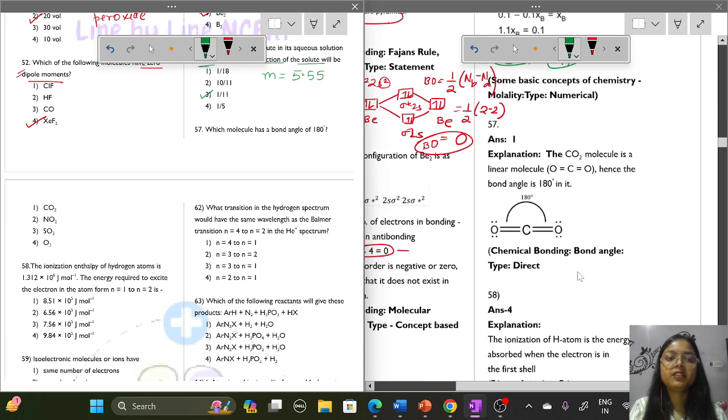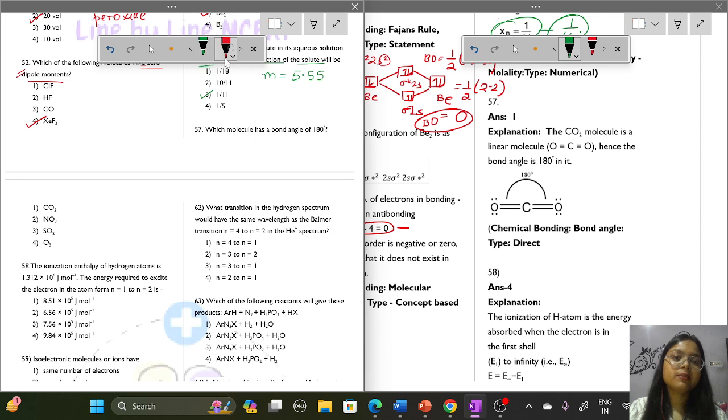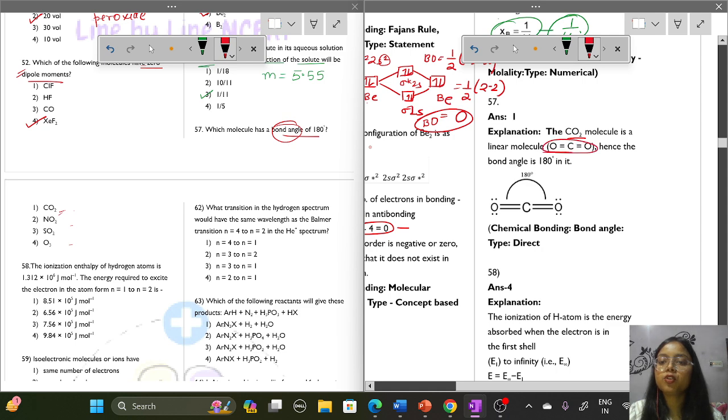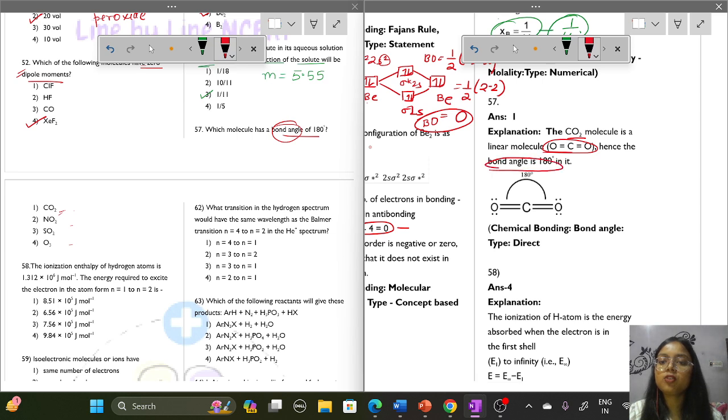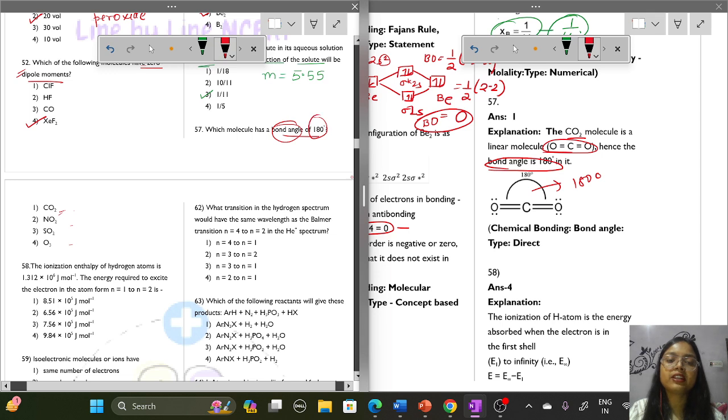For question number 57. Question number 57 says which molecule has a bond angle of 180 degree. We can draw the structures of all of these, or else for the first one only we can draw. For the CO2 molecule, it is a linear shape molecule, and linear shape molecule means its bond angle is 180 degree. This is only asked in the question, right? Which molecule has a bond angle of 180 degree? So CO2 has a bond angle of 180 degree.